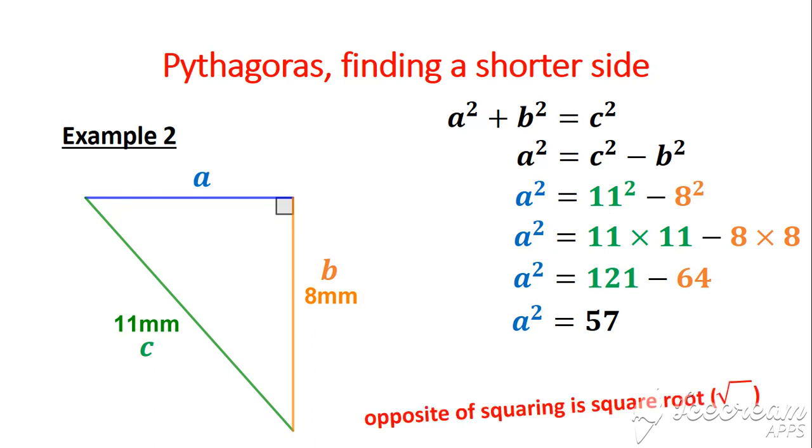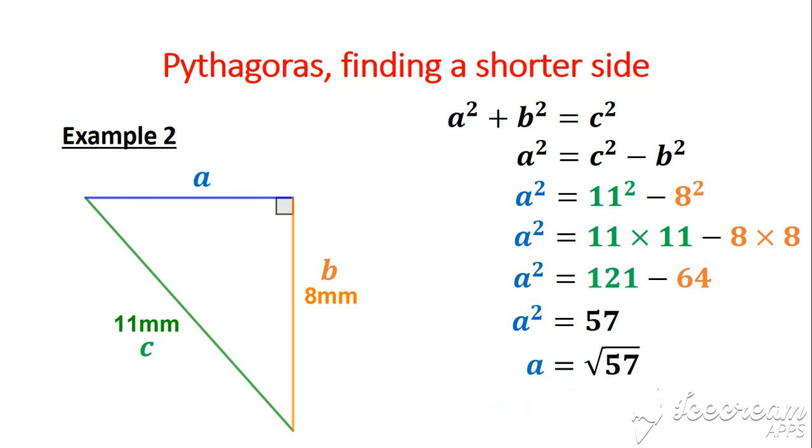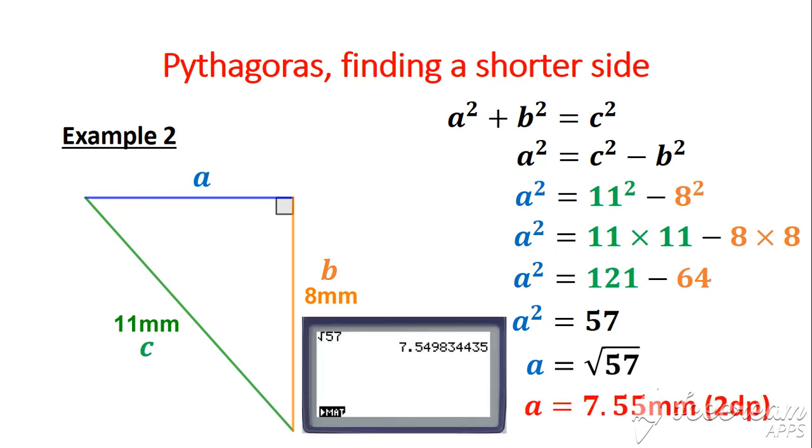Now once again we've got to square root it to get A equal to the square root of 57, which I need a calculator to solve, to two decimal places, 7.55 millimeters. And we've figured out the length of A is 7.55 millimeters.